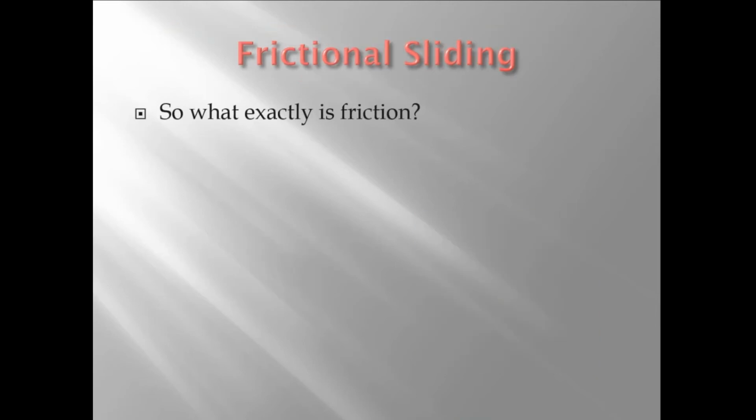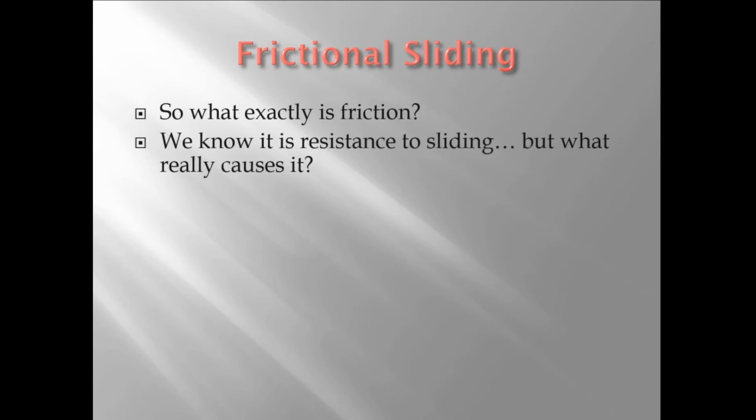So sliding on a fracture plane, what's actually going on? We know friction plays a big factor in it, and I know she covered a little bit of this in lecture, but I want to refresh it. We know the basic definition. Friction is resistance to sliding. But why? What causes it? What's going on?